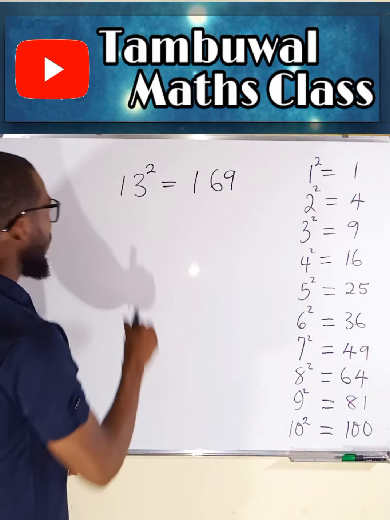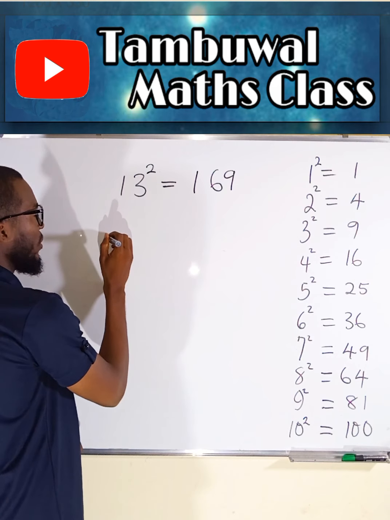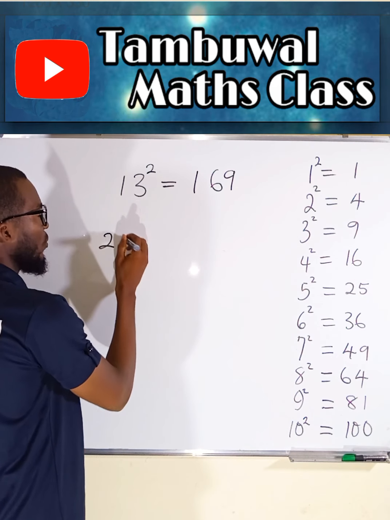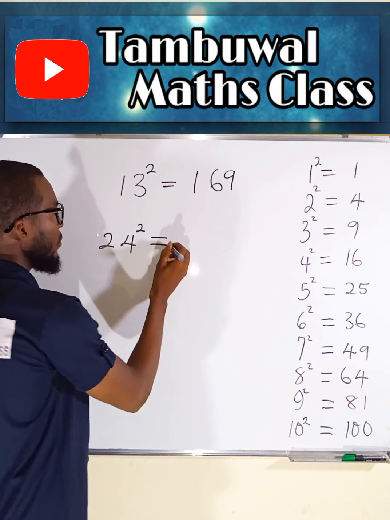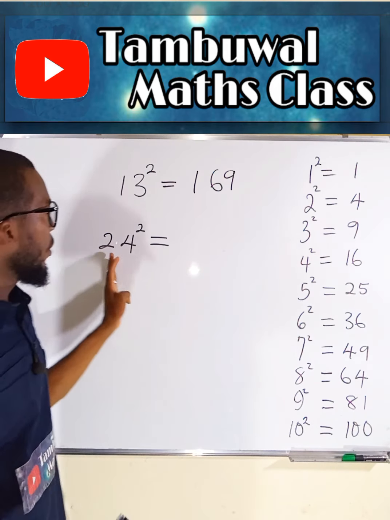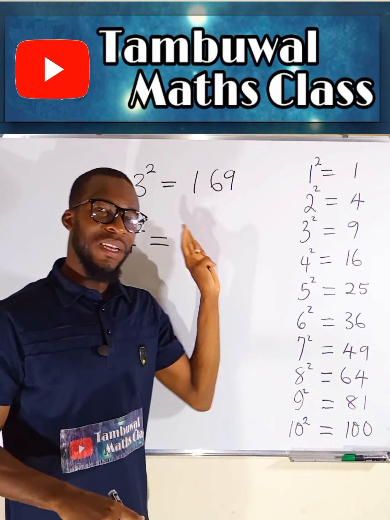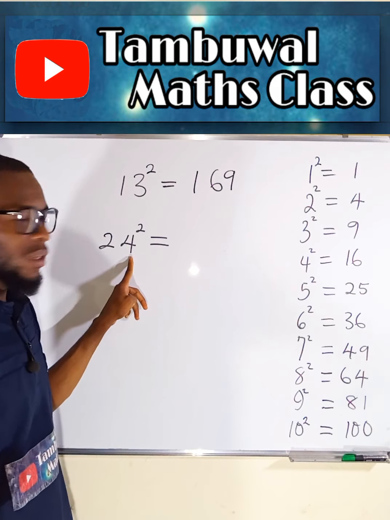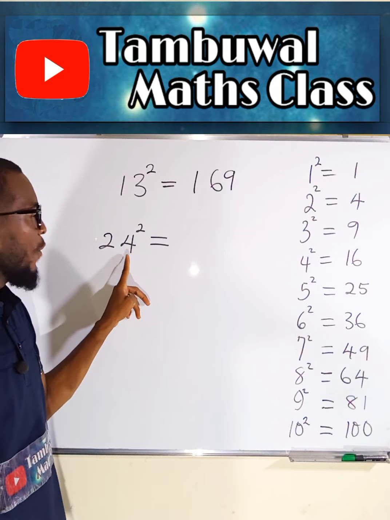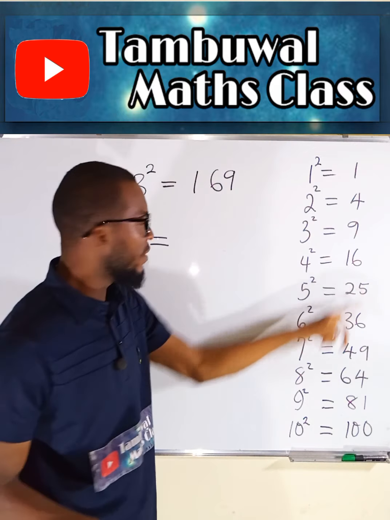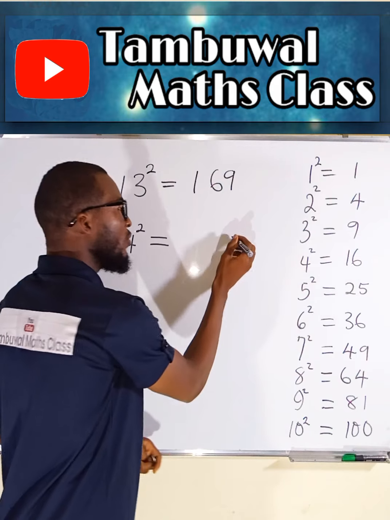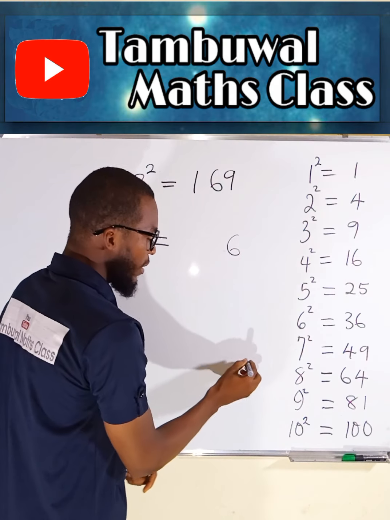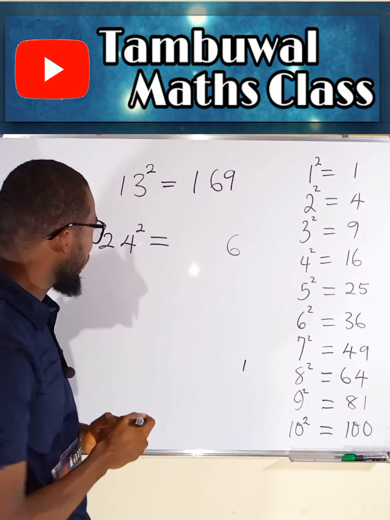Let us take another one at random. We have maybe 24 squared. We are going to first of all find the last digit by squaring the last digit here, 4. 4 squared, you can see it here, is 16. So our last digit is going to be 6. We are going to write the unit part and keep the other one beside.